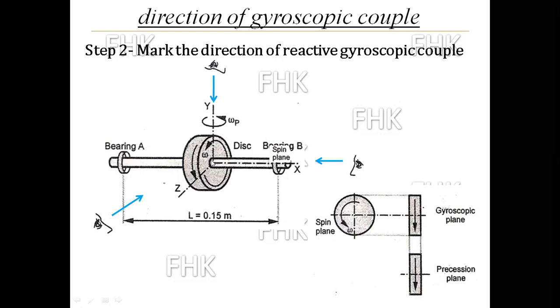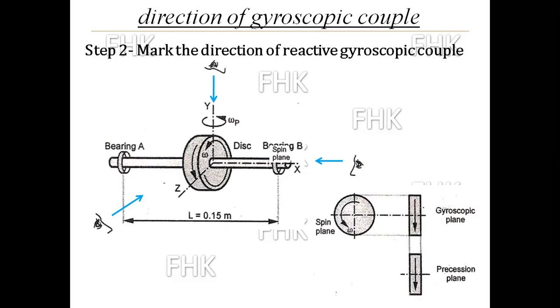From top view, the complete system is precessing. From top view, you can see the rotation of that complete system around the vertical axis. So top will become the precession plane. That complete rotation around the y axis in anti-clockwise direction, which is given in the problem statement, you can see from top view. So in top view, you can see the precession. So top will become the precession plane.